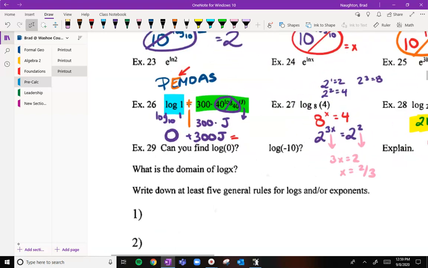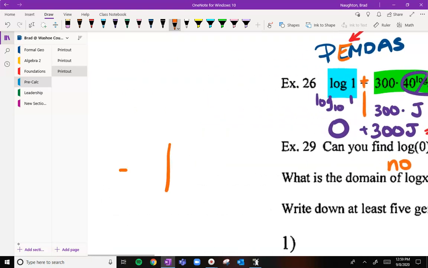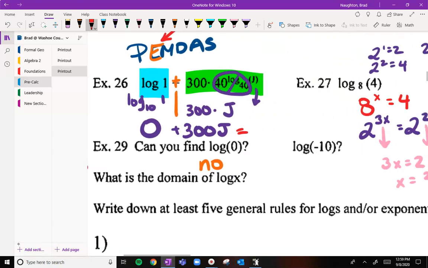Cool? So, can you find the log of 0? The answer to that question is, using exponents, can you make 0? You can't. So no. Because when we did exponential growth just the other day, we said that this was my asymptote right there, which is x equals 0. We always had to go above that. We couldn't actually get there. So that's why we're going to say no.